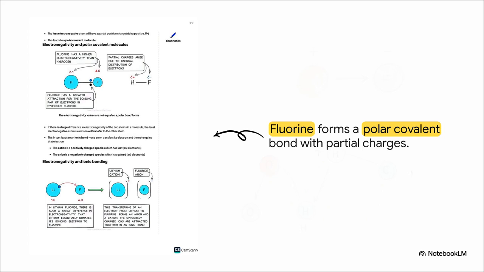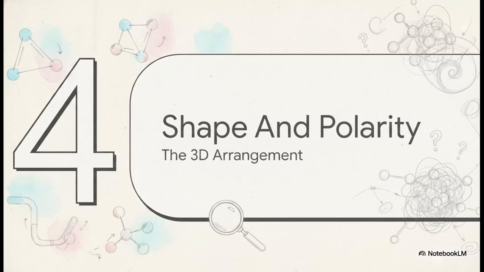Whenever you sketch out a polar bond on a test, always draw a dipole arrow pointing straight toward the bully atom. And definitely don't forget those little delta positive and delta negative signs. They are absolutely crucial for tracking the partial charges, so the examiner knows you understand exactly where the electron density is pooling. Which brings us beautifully to Section 4, molecular shape and polarity.